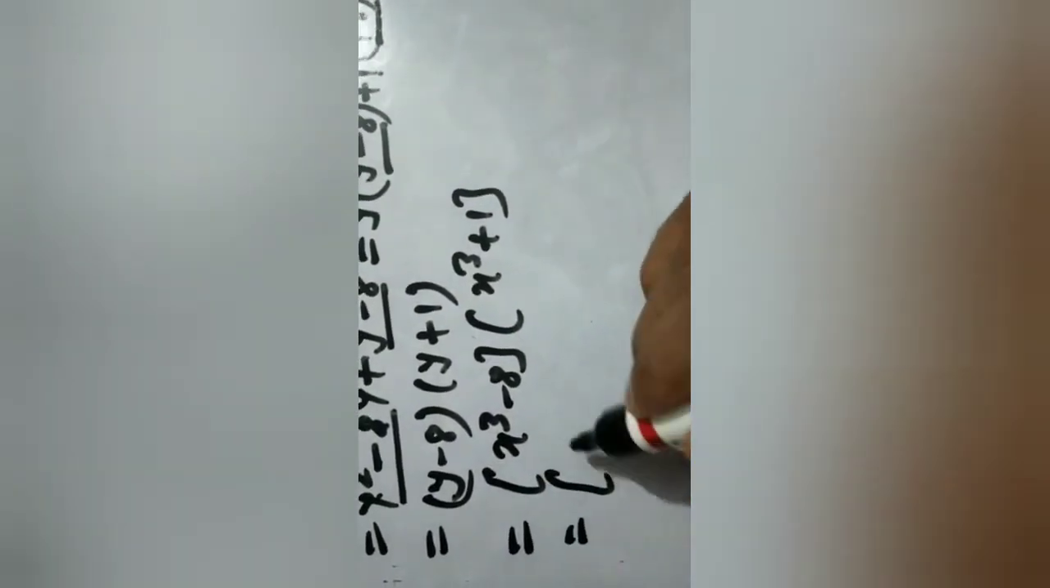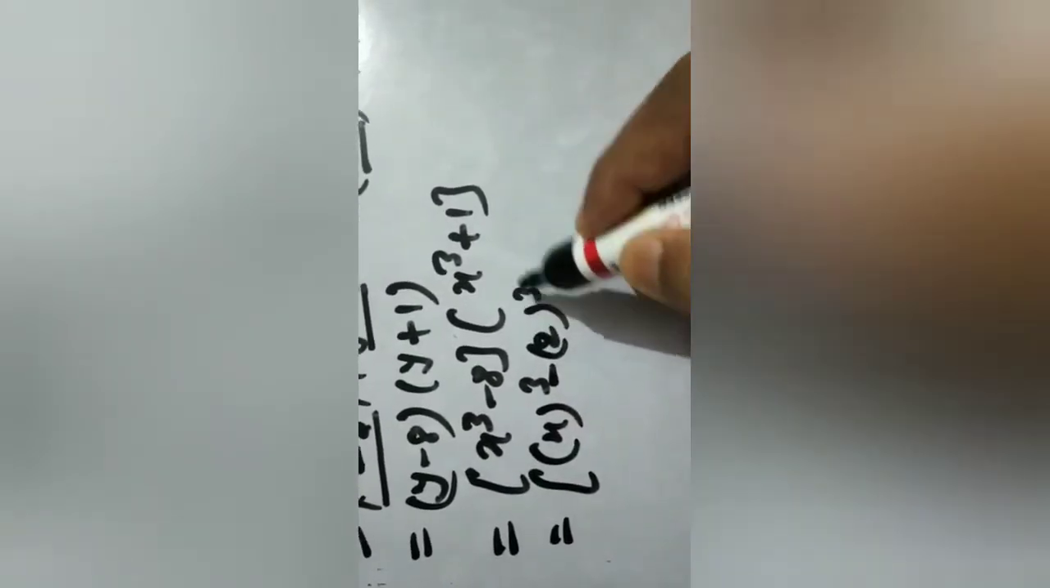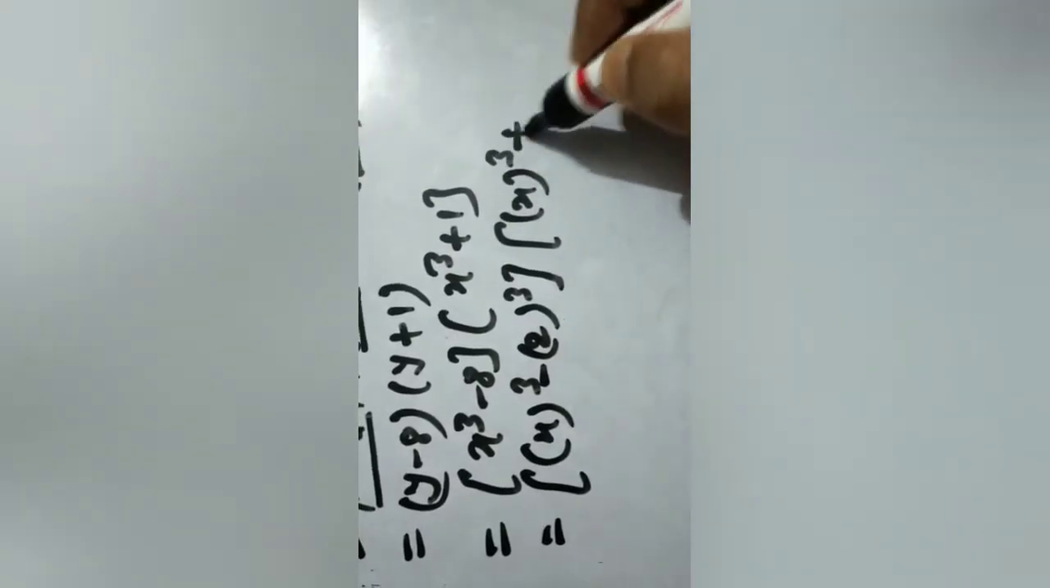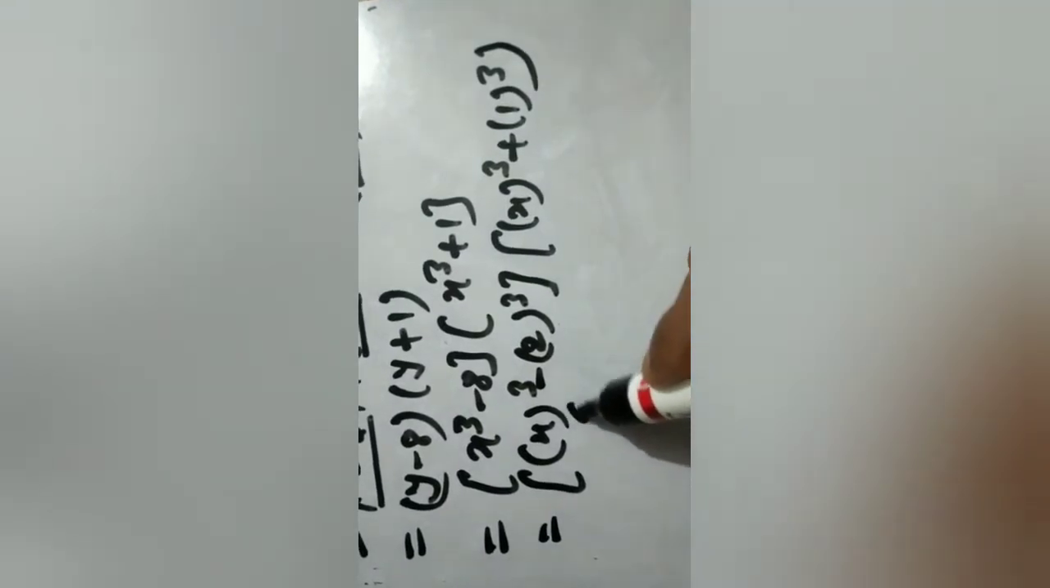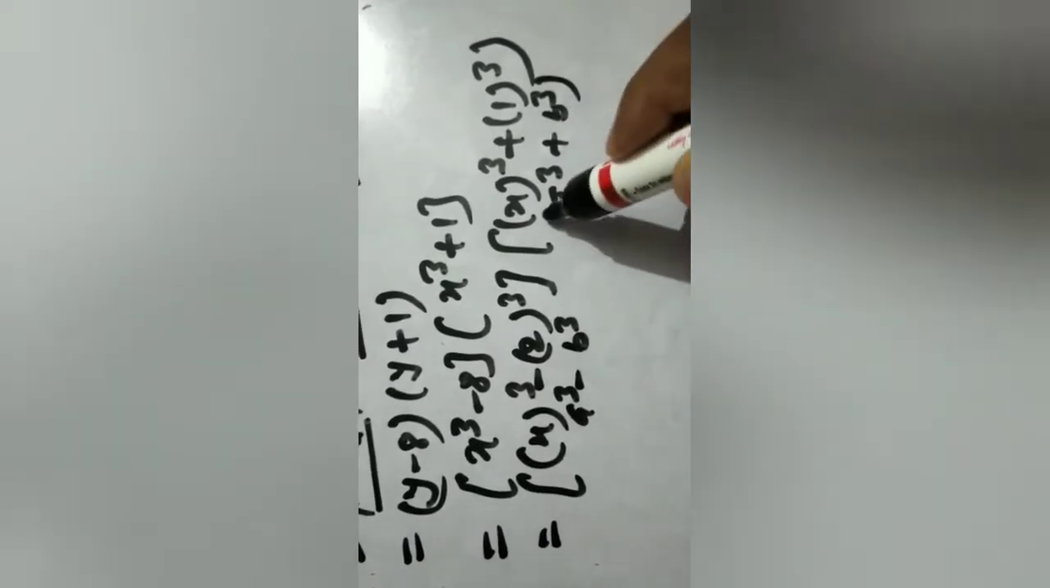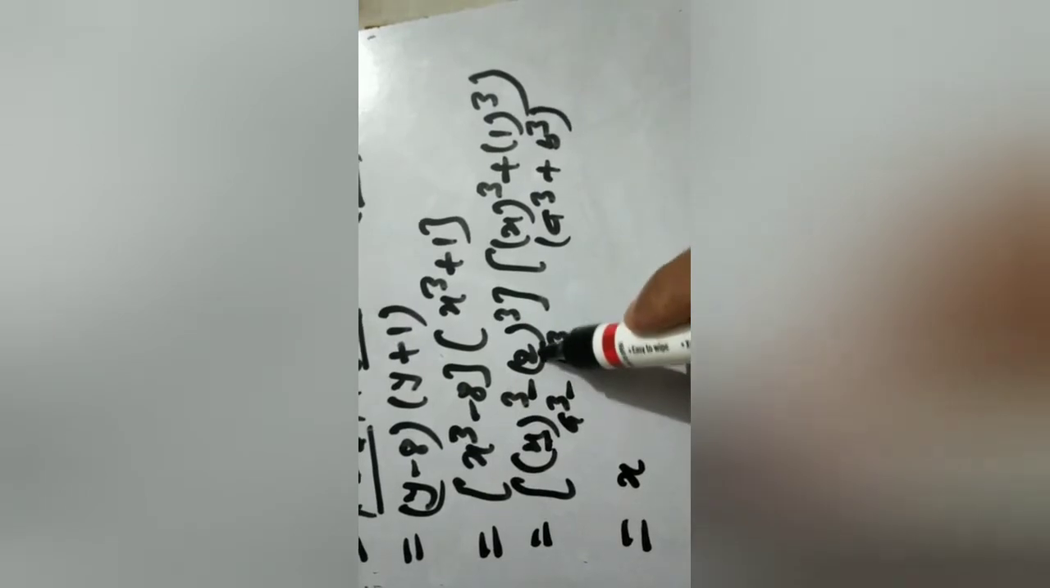This can be written as x cubed minus 2 cubed, and this can be written as x cubed plus 1 cubed. It is based on the identity a cube minus b cube, and this is based on a cube plus b cube. Now a cube minus b cube is (a minus b)... At the place of a here we have x, and at the place of b here we have 2.